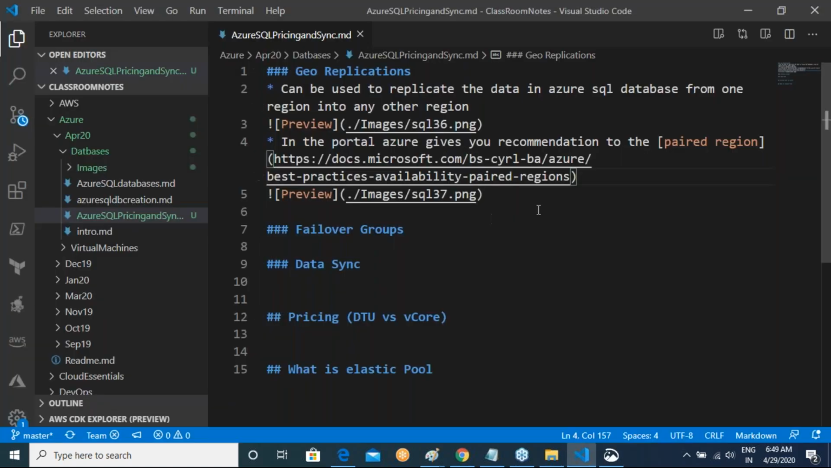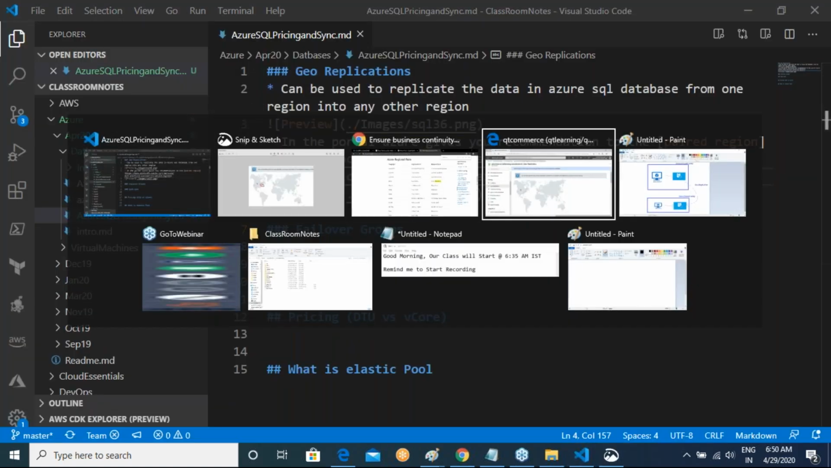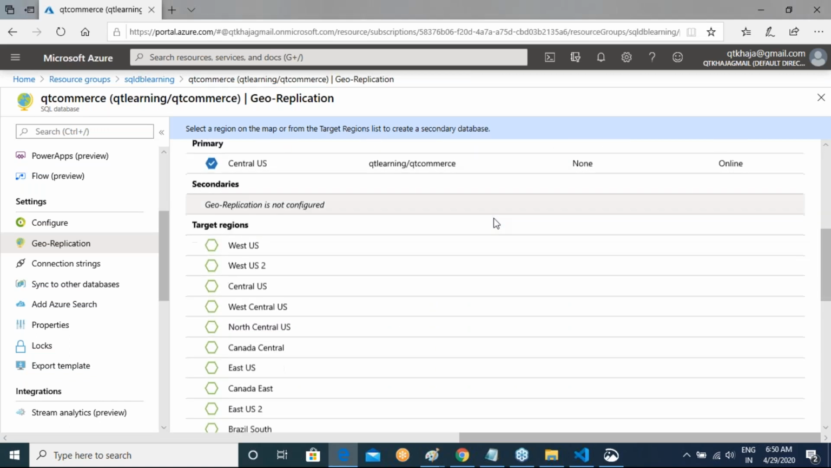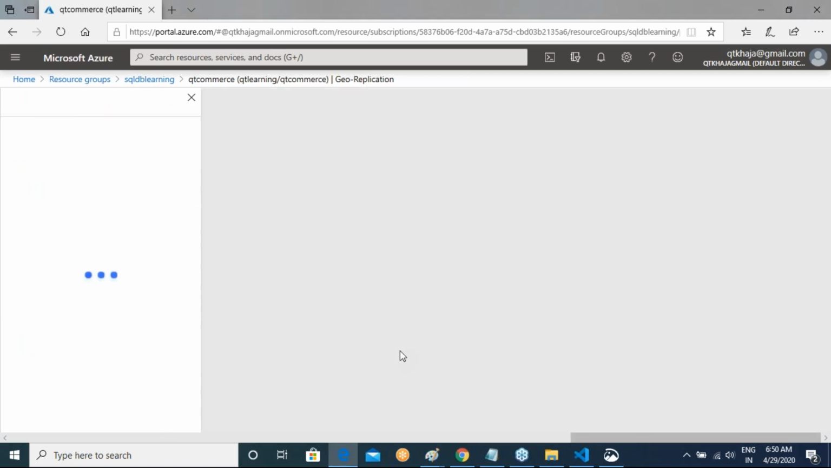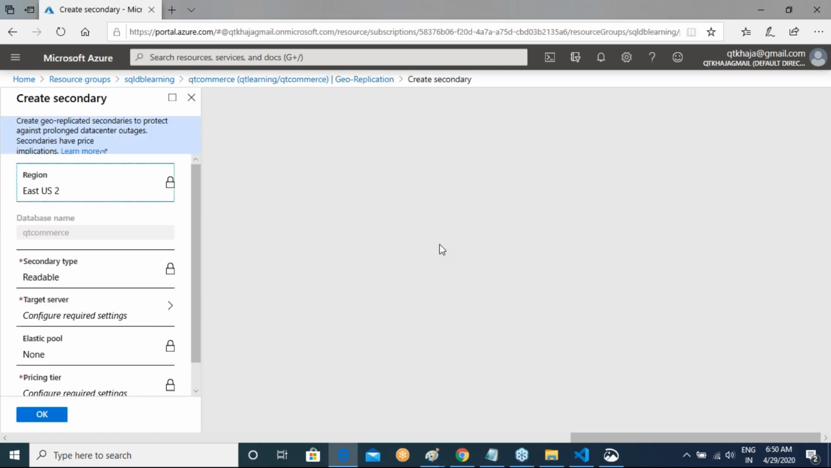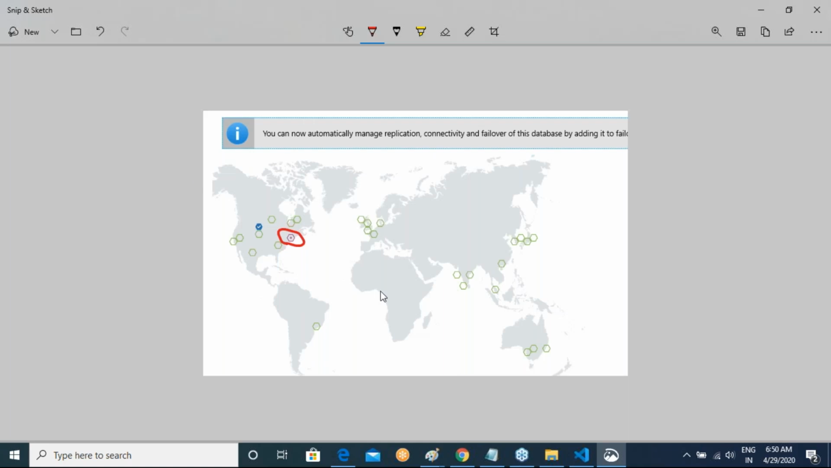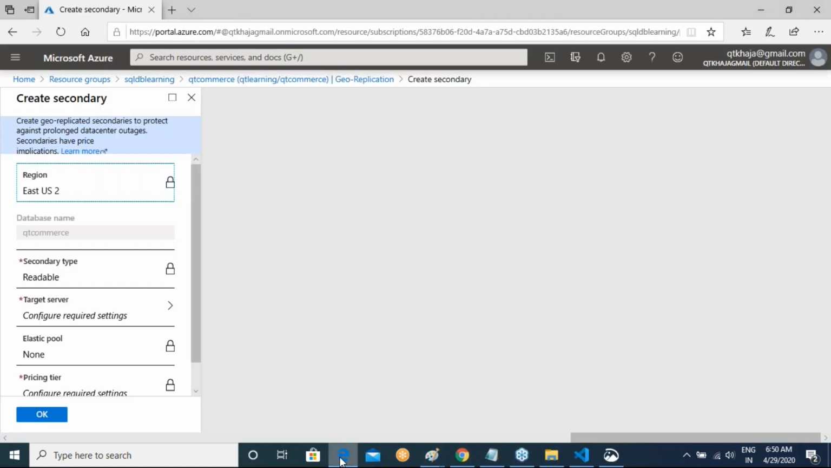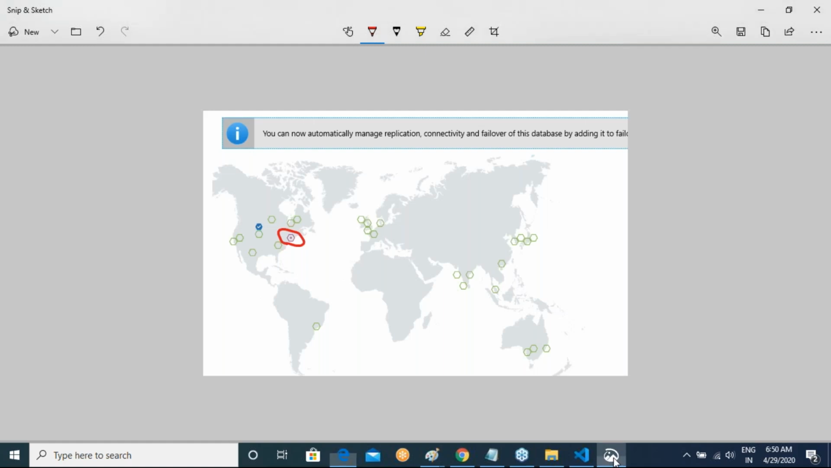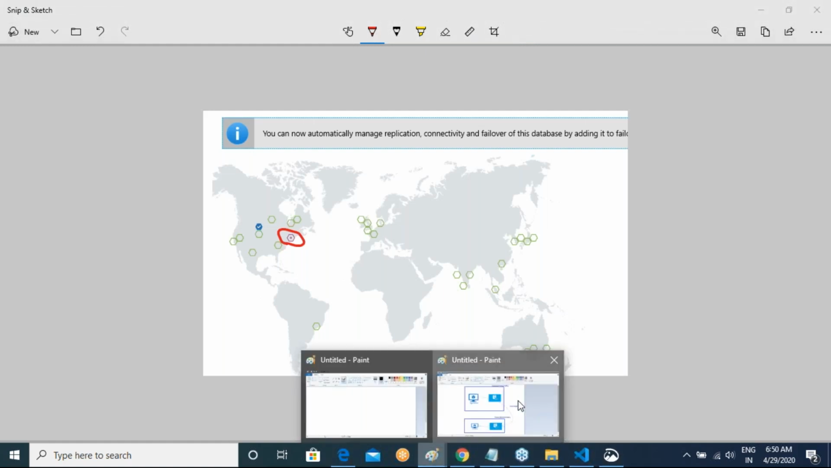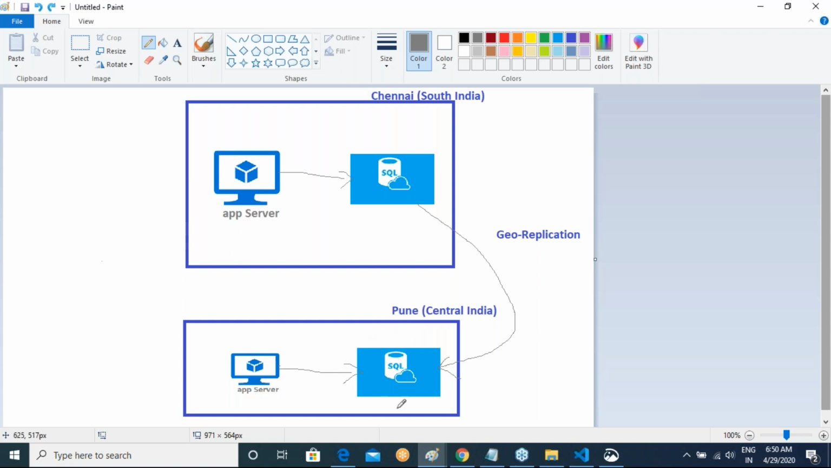Now if we scroll down, if you select East US 2, the next thing Azure tells you is that you are trying to create a secondary database. Secondary database, don't get confused with the term. If this is primary, this is what is called secondary.